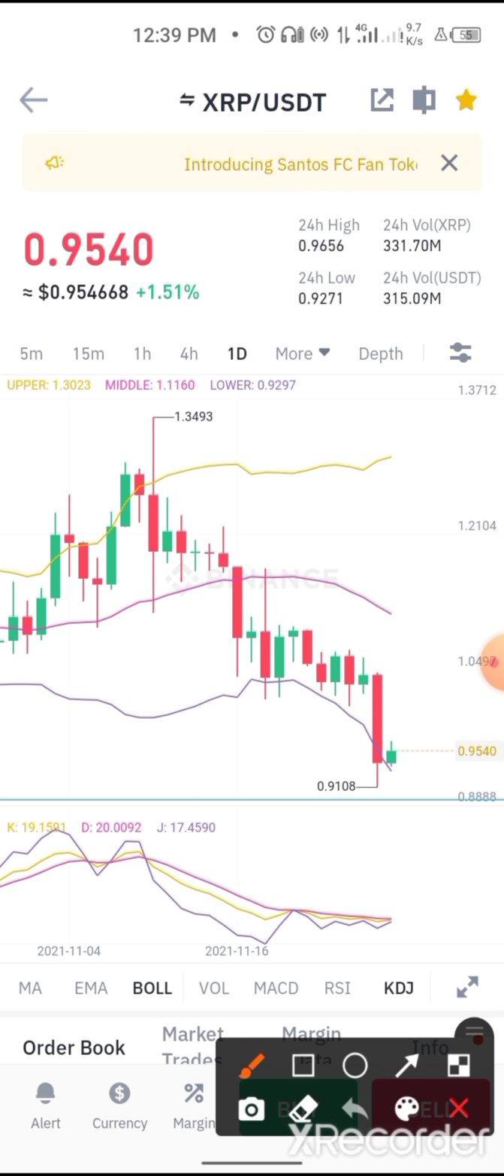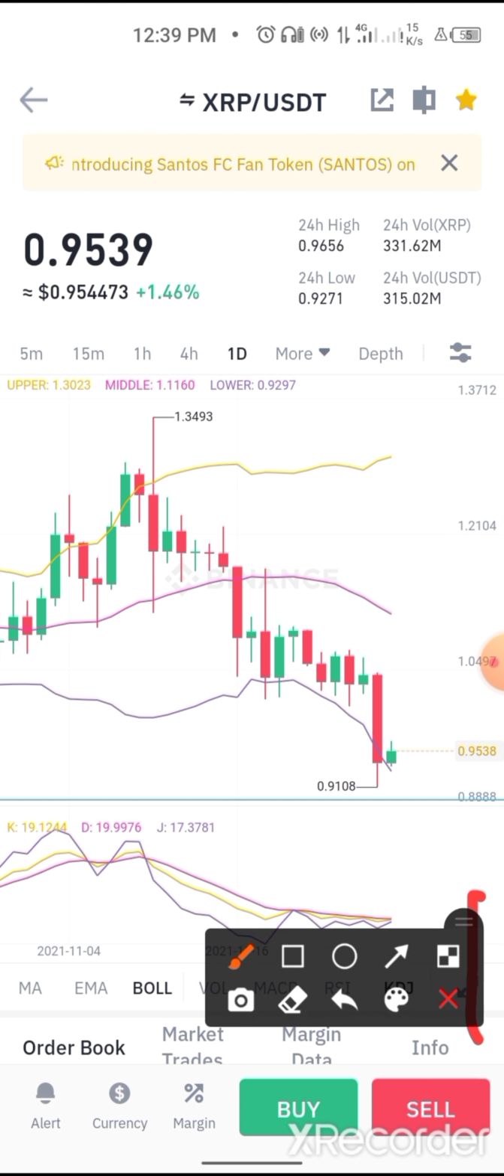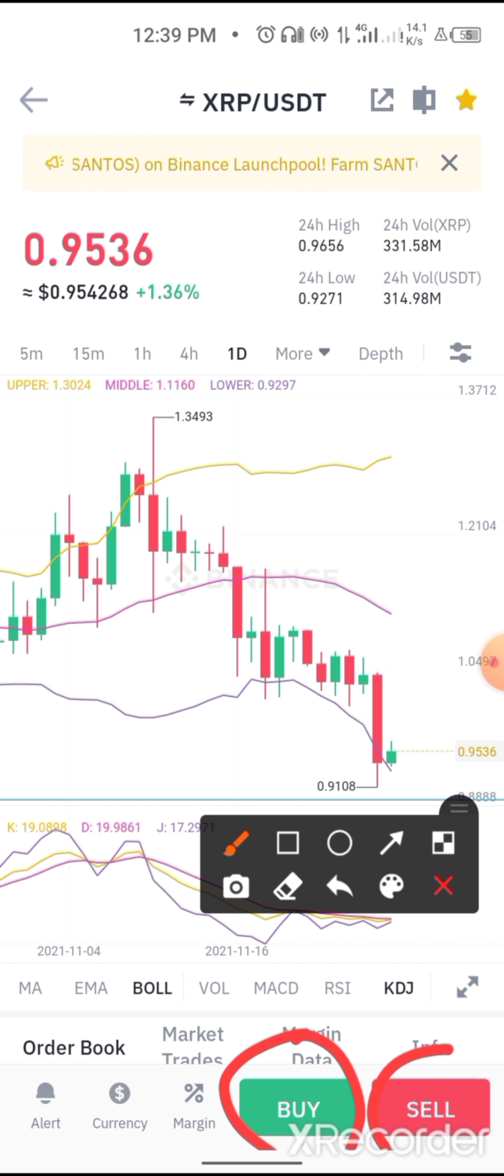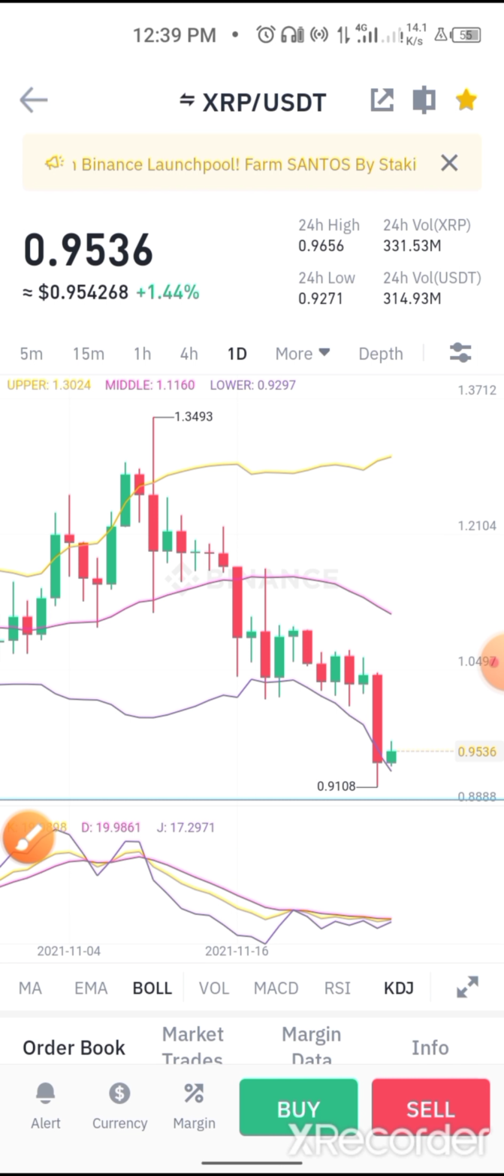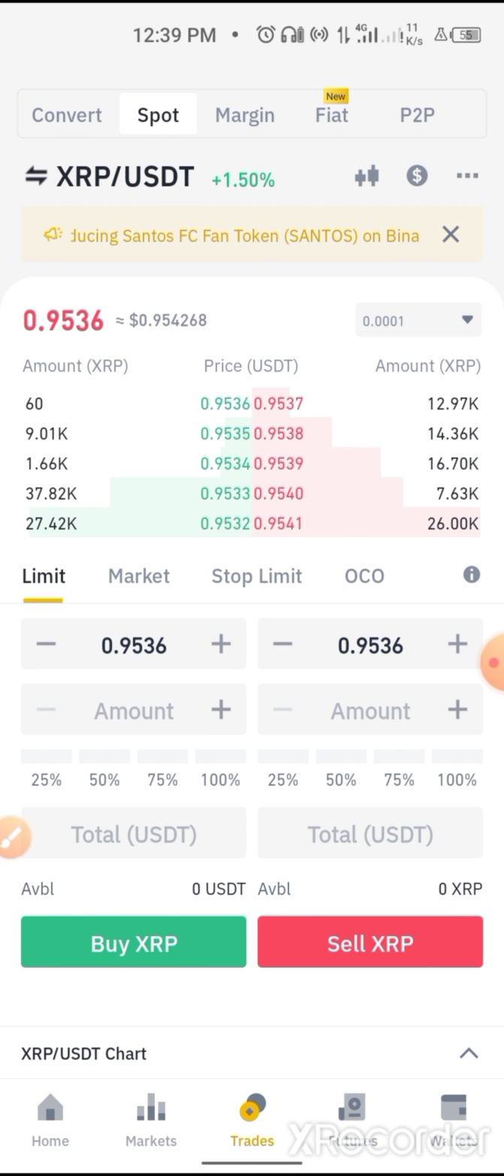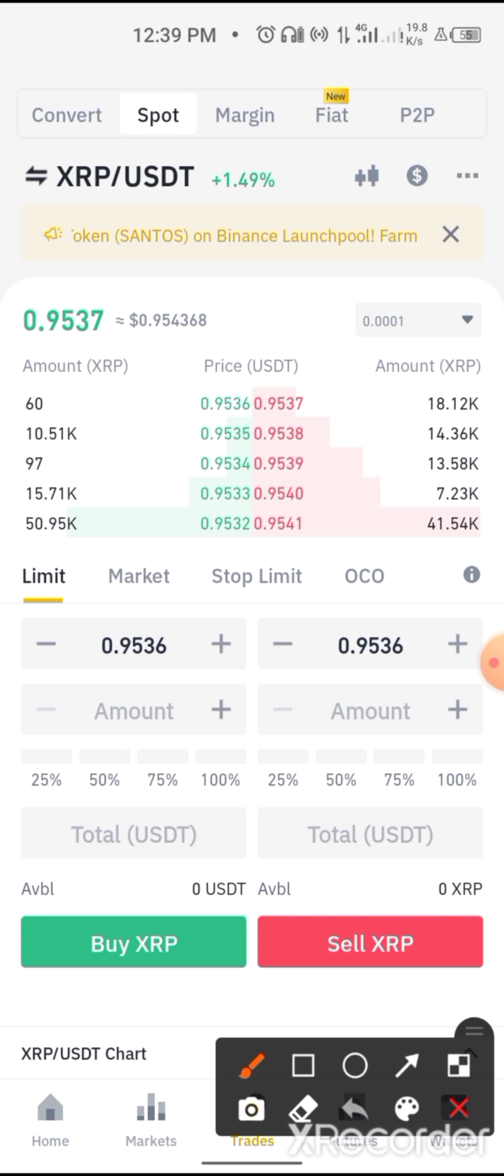I can click on this button below. You can see the link for buy and sell. You can see them here, buy and sell. So whichever one I want to select, I go ahead and click on buy. Now when I want to buy, you can see there are different types of orders here.